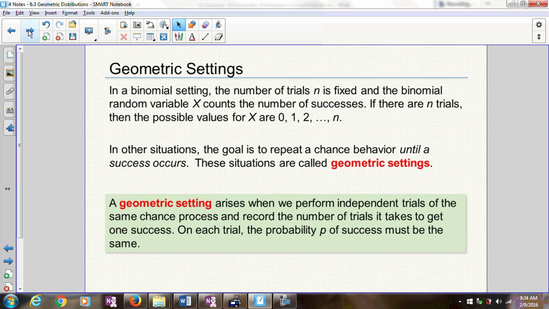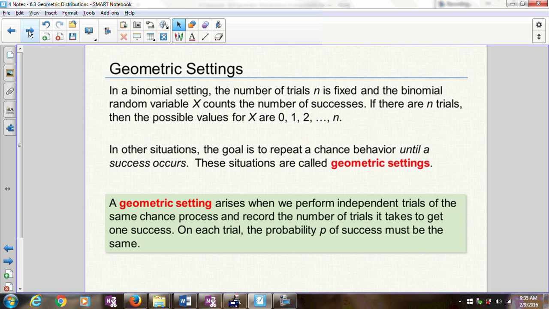When we were talking about the binomial setting, we said the number of trials is fixed. And the random variable itself counts the number of successes in those n trials. So if there were n trials, then the possible values for x could be 0 if there weren't any successes, or 1, or 2, or 3, and so forth until we get to n, which is the number of trials.